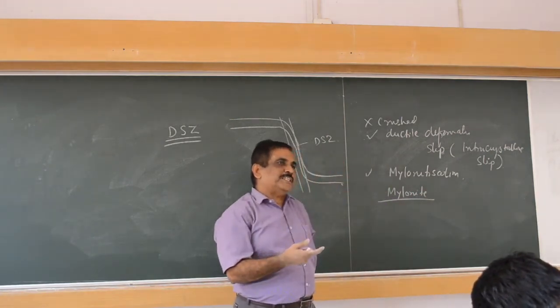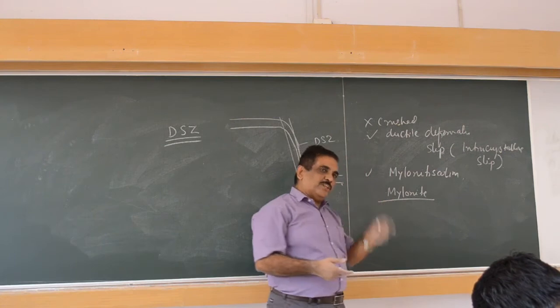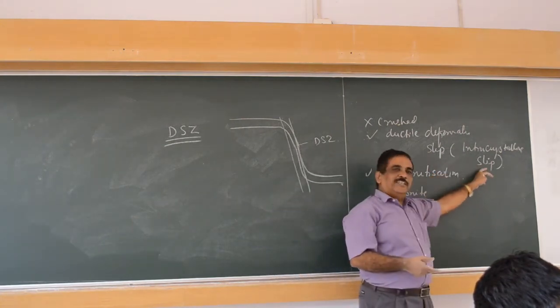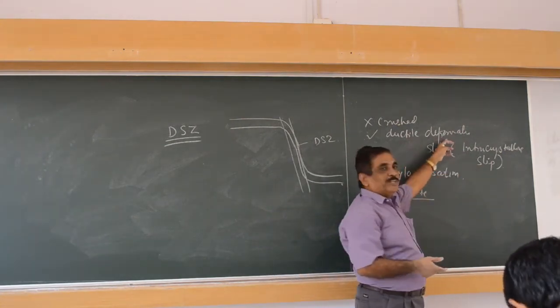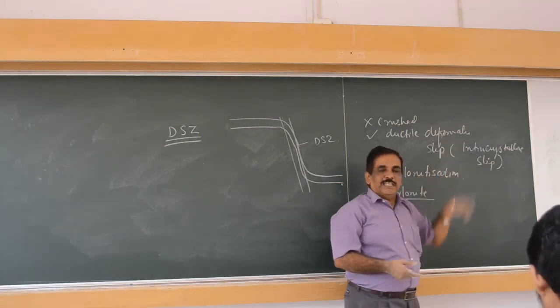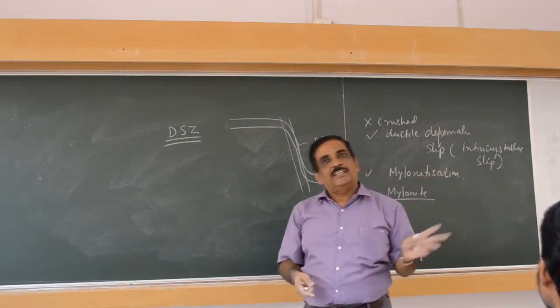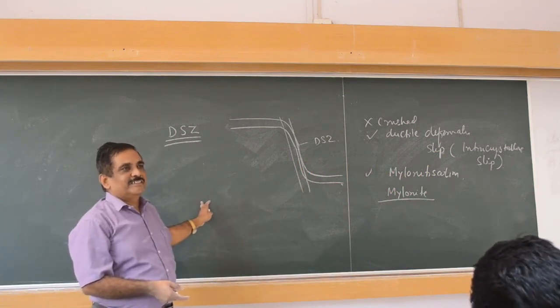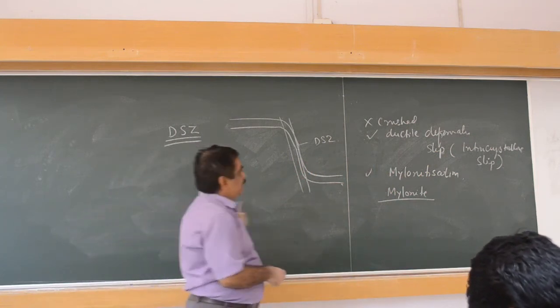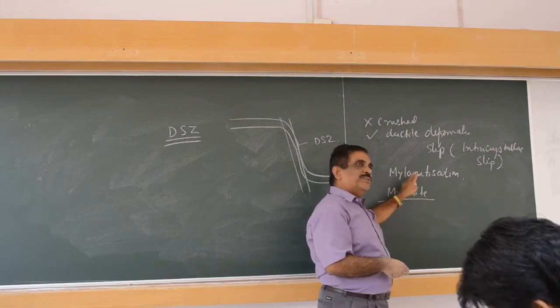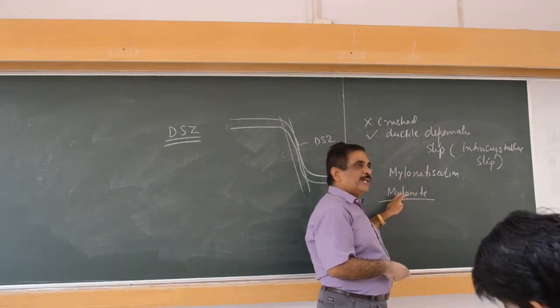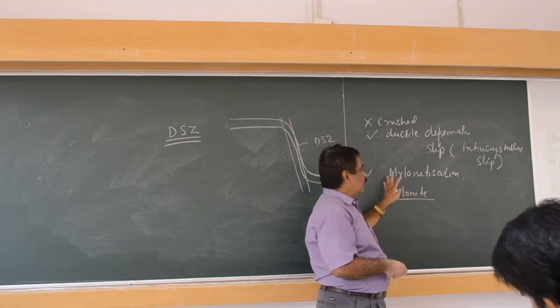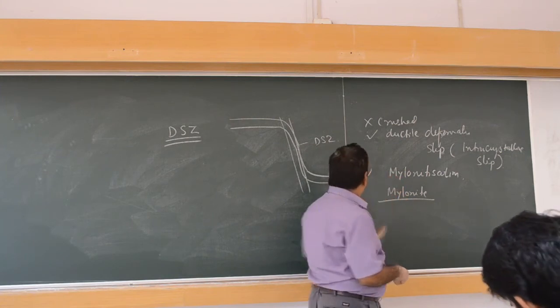So suppose somebody asks, in a mylonite, what is the nature of deformation? Intracrystalline slip, or you can say ductile deformation. What is the nature of deformation in cataclasites? It is the grinding, cataclasis. This is the basic difference. So here the process is called mylonitization, and the rock is called a mylonite. Follow this point.